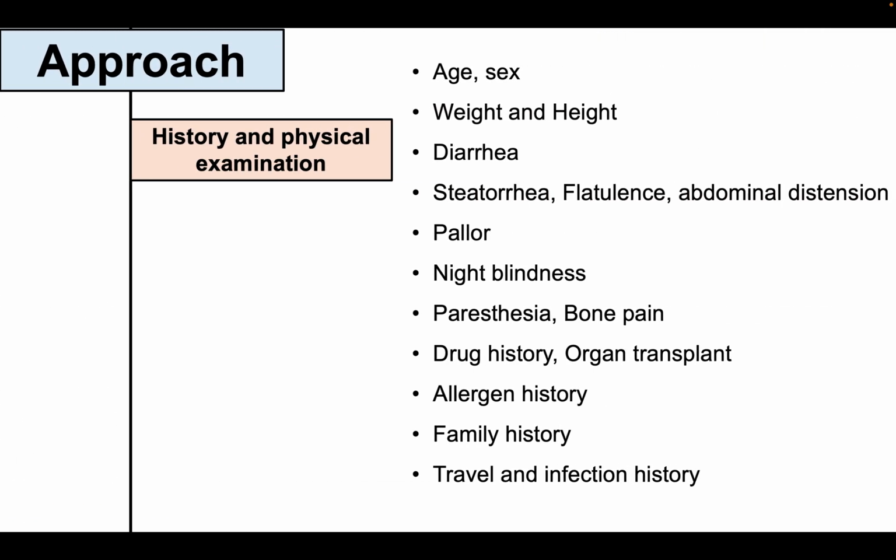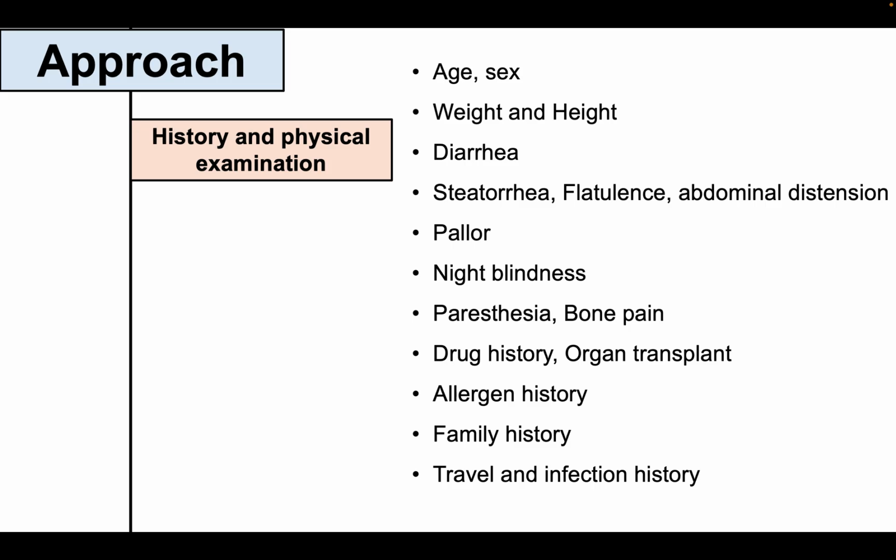Okay, so now we will study the approach. History and physical examination are the most important first steps. You should gather key details like the age, sex, weight, and height of the patient. History of symptoms such as diarrhea, steatorrhea, flatulence, abdominal distension, pallor, night blindness, paresthesia, bone pain, all are required.